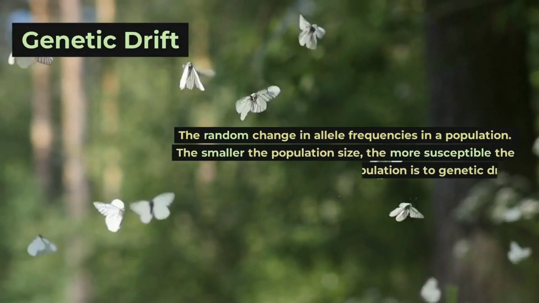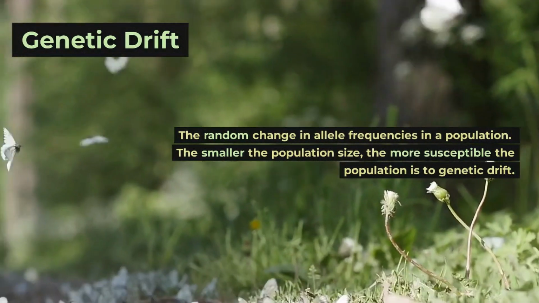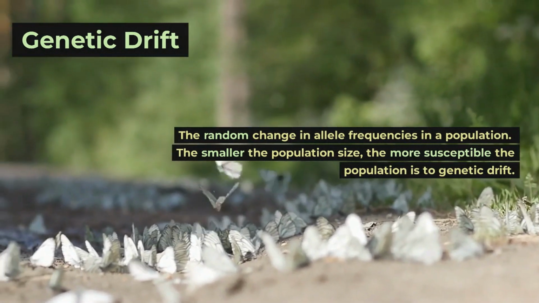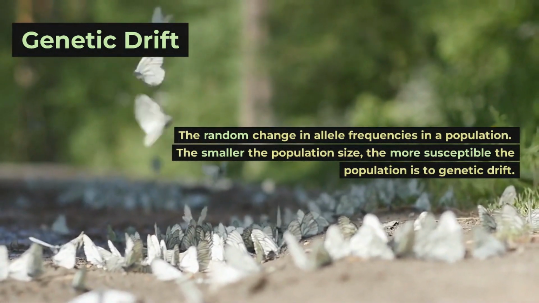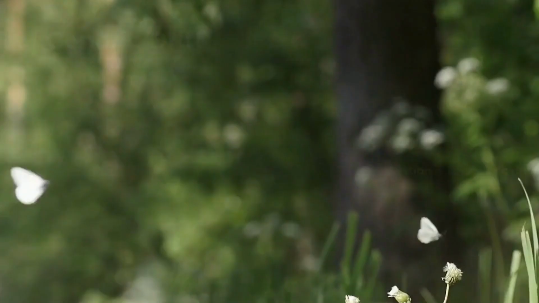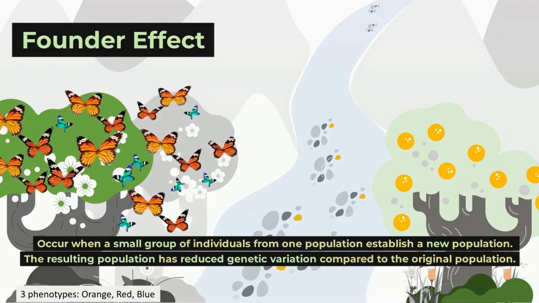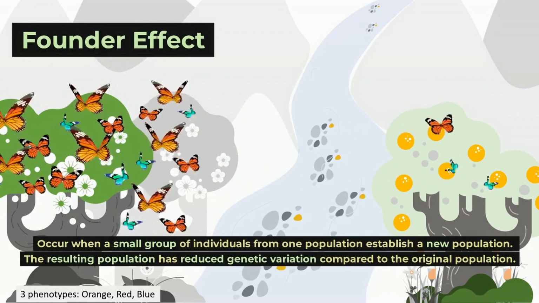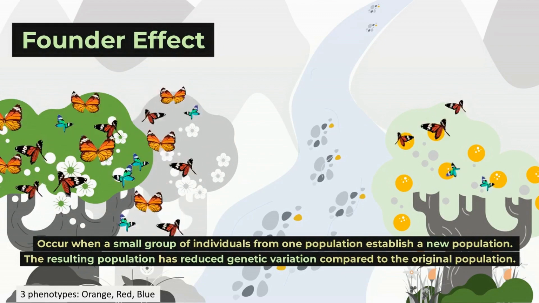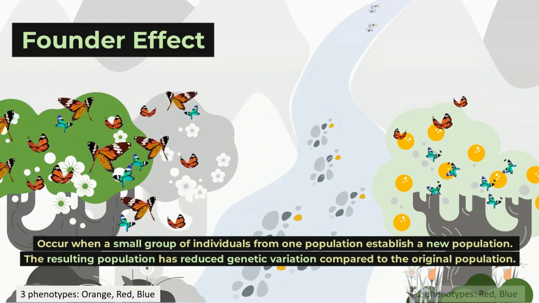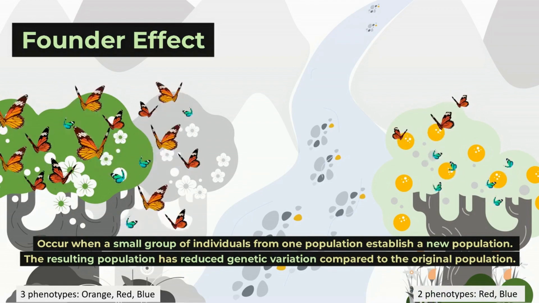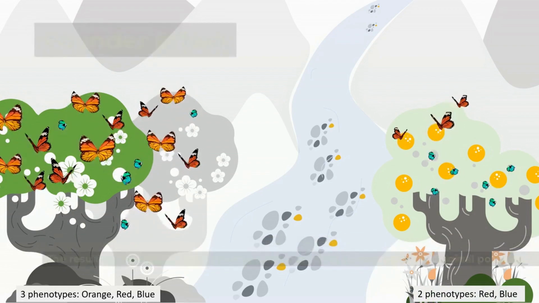Genetic drift is the random change in allele frequencies in a population. Something that's important to keep in mind about genetic drift is that the smaller the population is, the more susceptible it is and the greater impact genetic drift can have on that population. Next, we have founder effects. Founder effects occur when a small group of individuals establish or found a new population, and the resulting population usually has, therefore, less genetic variation compared to that original population where they came from.